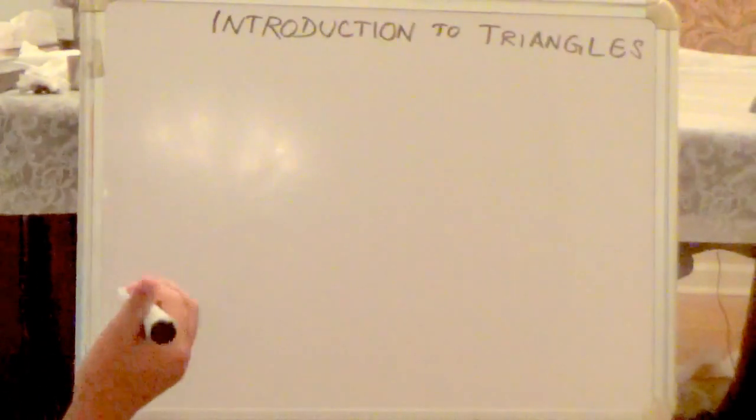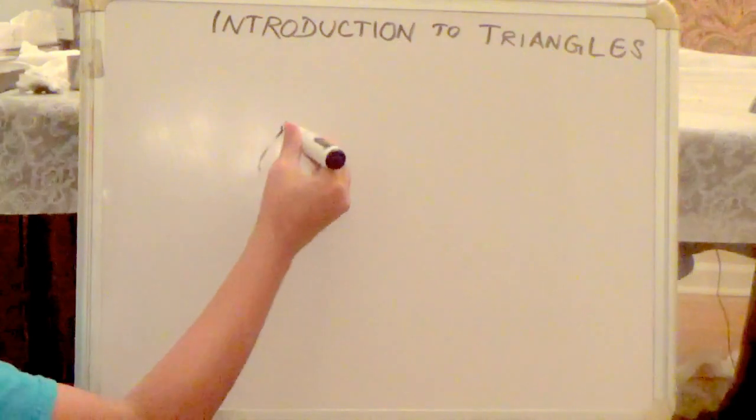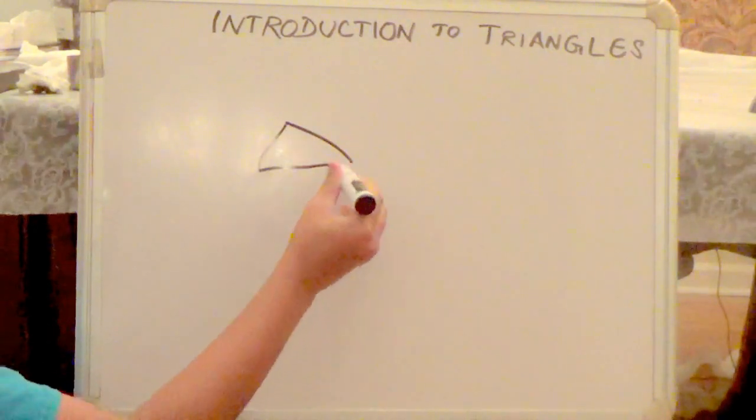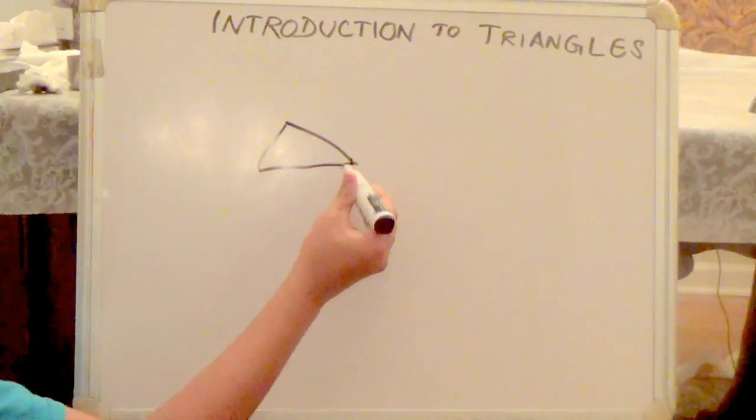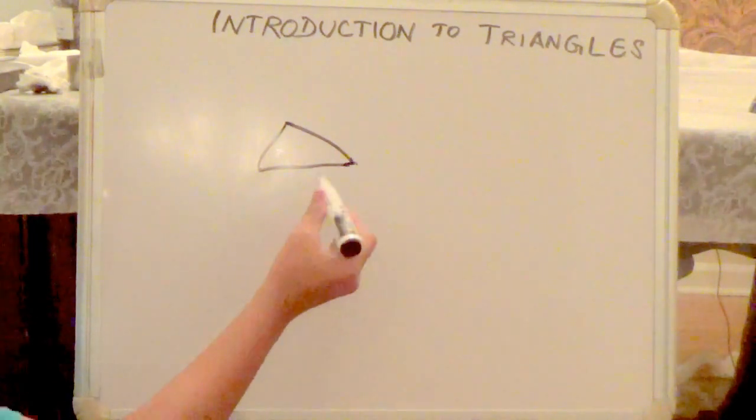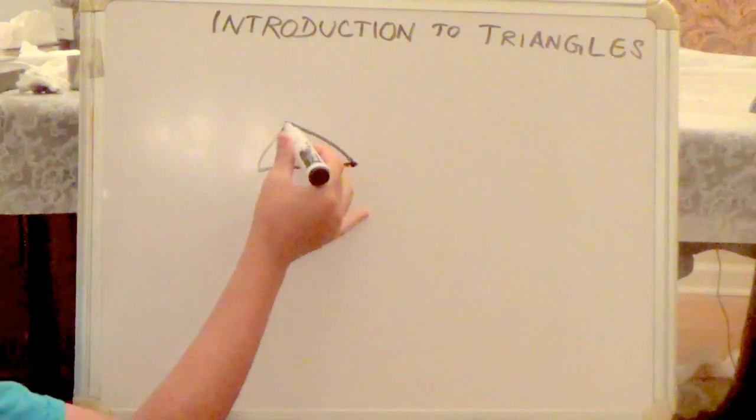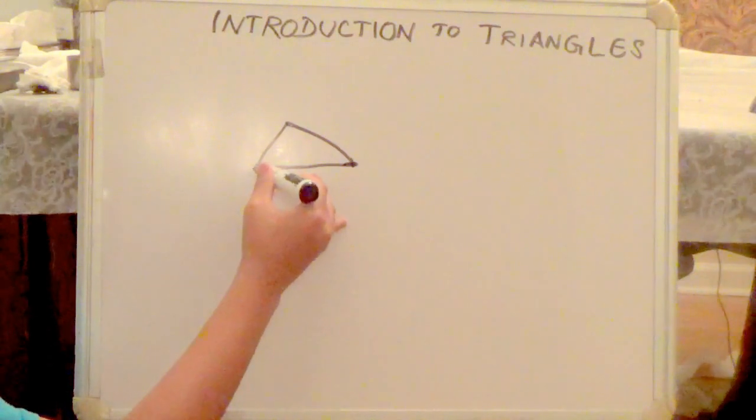Hello, you probably heard of triangles. You probably have an idea of what they are. A triangle is basically three straight line segments that connect at three separate points.